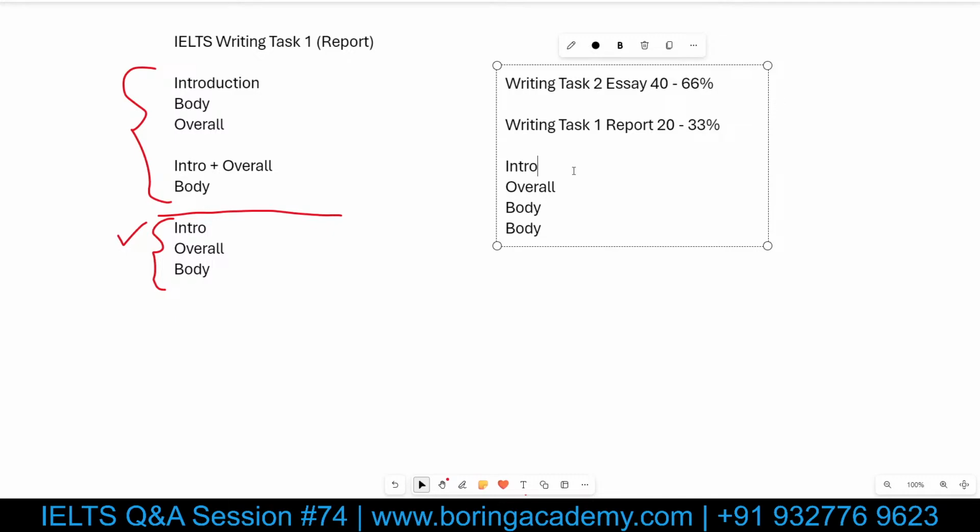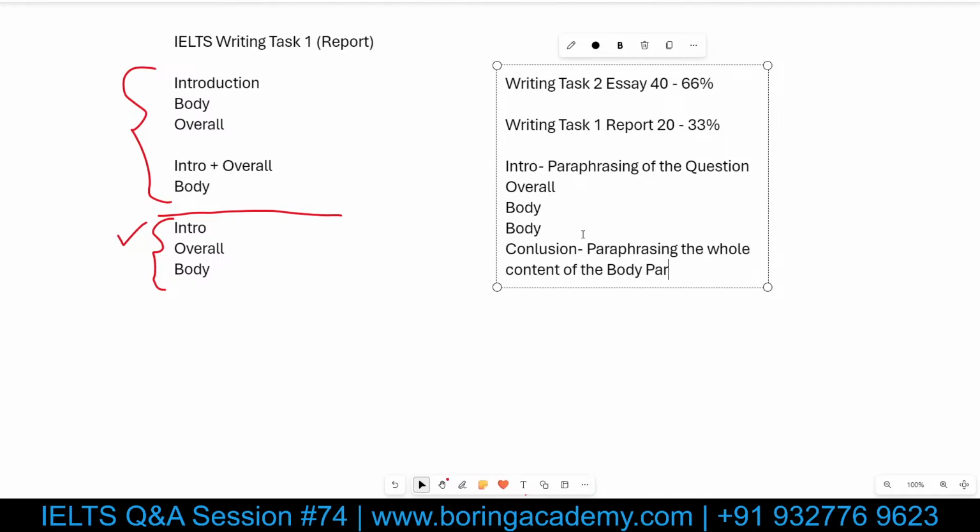Now individually, the introduction. What is an introduction? Paraphrasing of the question. Isn't conclusion and overall the same? Conclusion and overall are not the same. Let me explain. A conclusion is simply paraphrasing the whole thing. So you are paraphrasing the whole content of the body paragraphs.